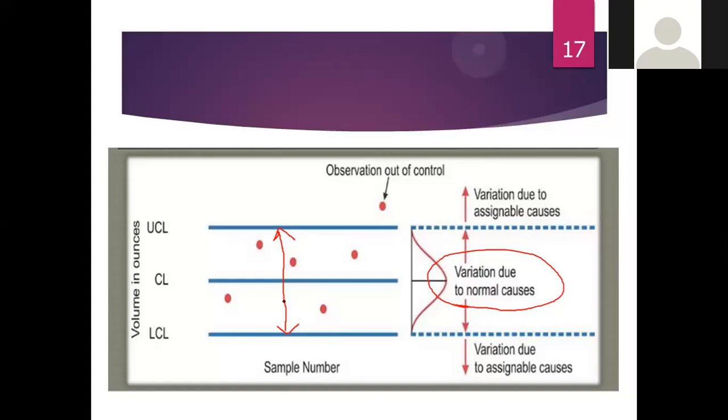But above that range or beyond that range, this problematic product is out of control, right? Why? Because it is beyond the range. So that is variation due to assignable causes. Maybe machine defect, maybe poor raw material, maybe machine operator mistake, maybe time problems, maybe problems among the staff, machine breakdown.